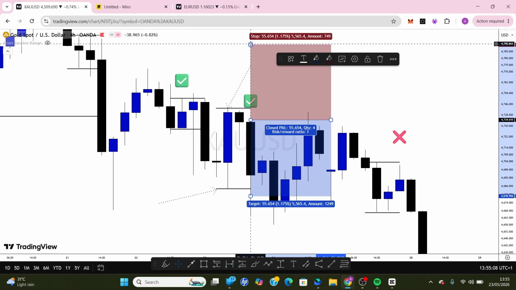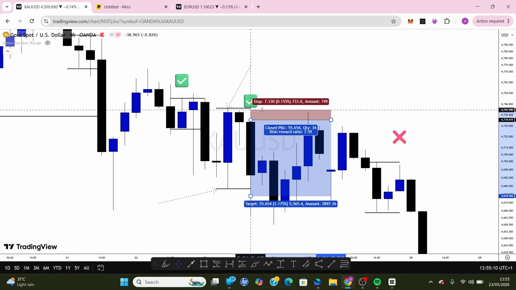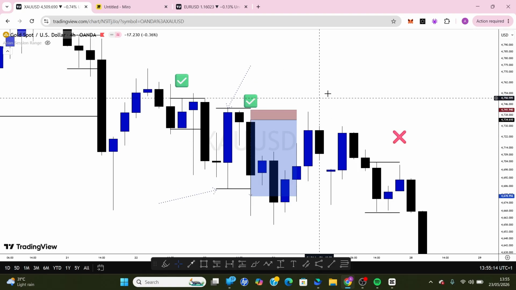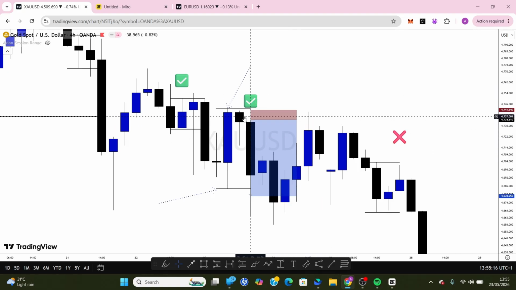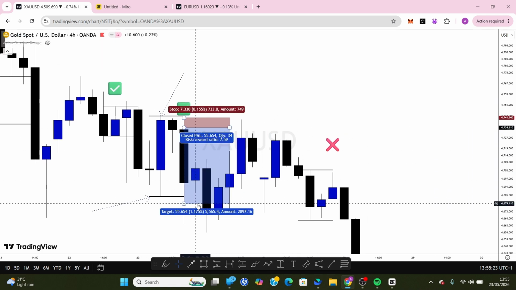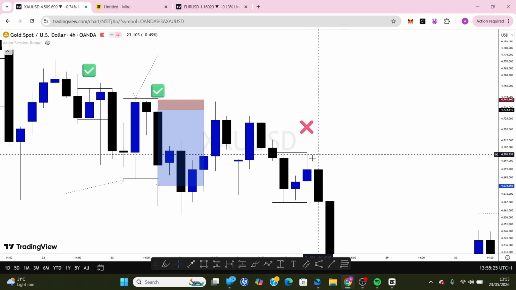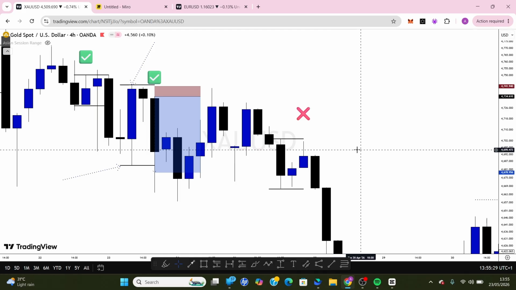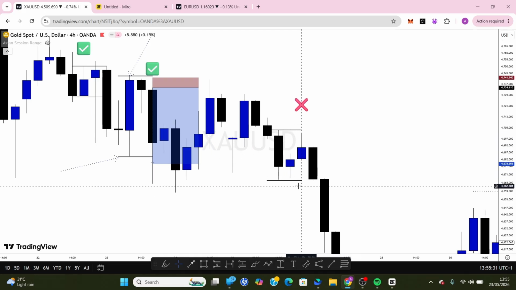So that is one thing you need to understand about CRT. It gives you a precise entry into the market, especially when it is in agreement with the overall trend. And boom, the moment you enter with the third candle, you hit the target straight. You understand? So this is an example of a failed CRT, because it is not in agreement with the overall trend.